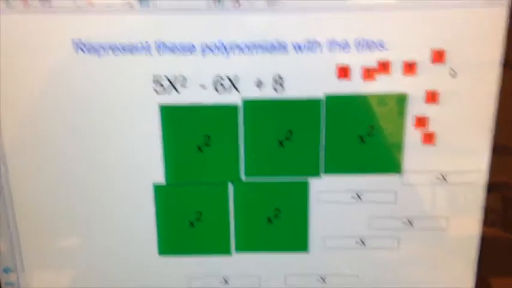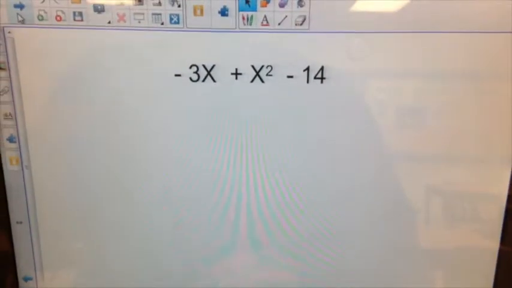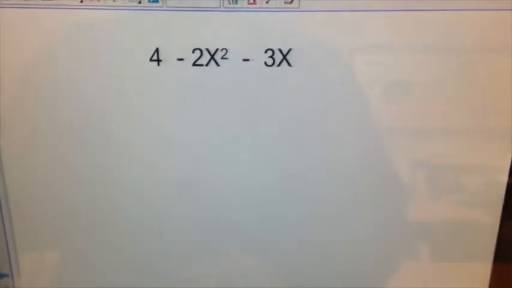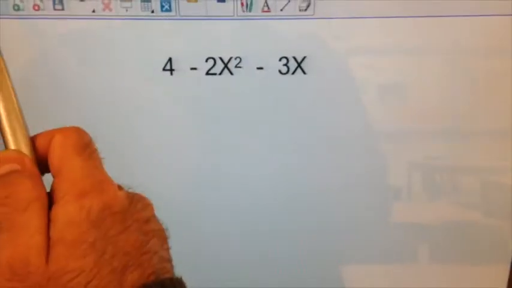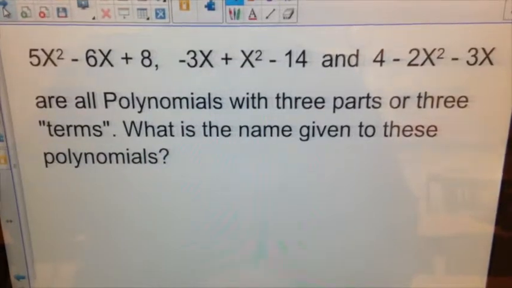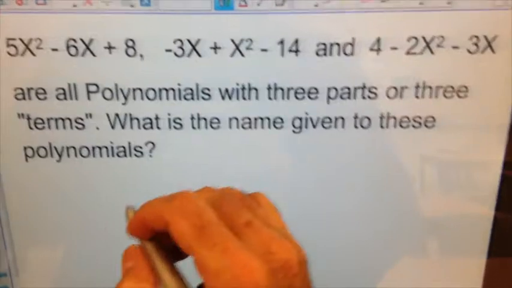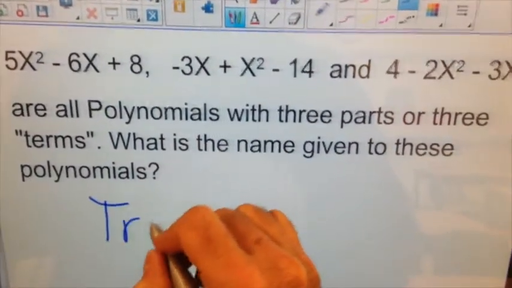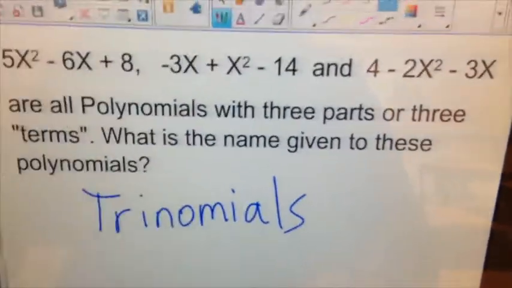Okay, I'm going to jump ahead because I think you kind of get the picture. So you can try representing that one, negative 3x squared plus x squared minus 14, and negative 2x squared minus 3x. Try representing that. So all of these are polynomials with three parts or three terms. What is the name given? If it has three parts, we don't call it mono, we don't call it bi, we call it trinomials.